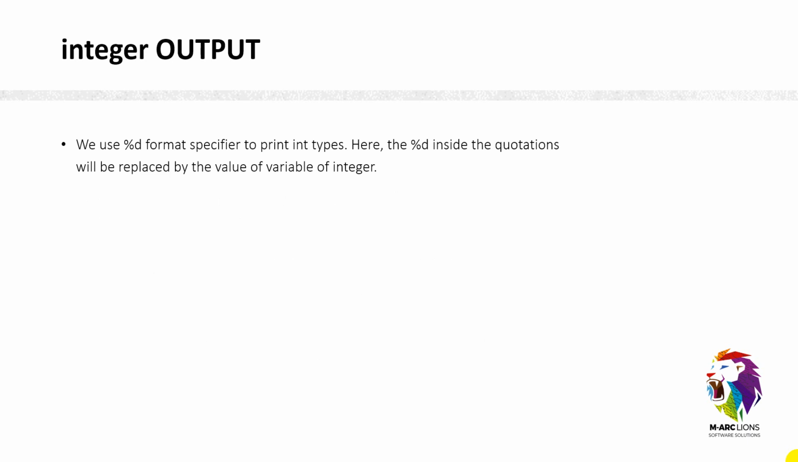Here the %d inside the quotation will be replaced by the value of the integer variable. For example, I'm declaring an integer, test integer, initialized to 5, and I'm going to use printf, a built-in function which we studied in the last lecture. It is going to print the number, and %d is going to be replaced by the integer after the comma. Let's have a practical demo of it, so let's move on to Dev C++.